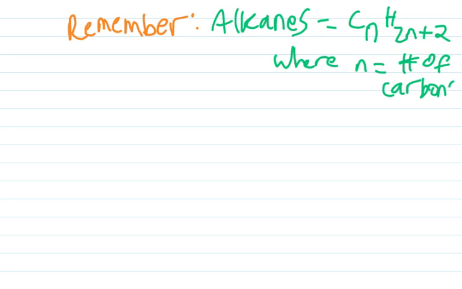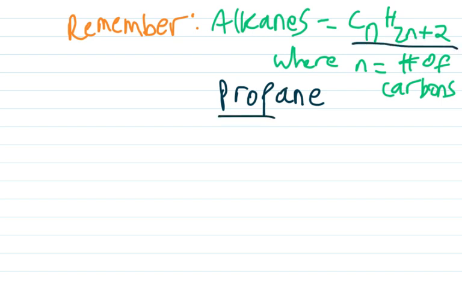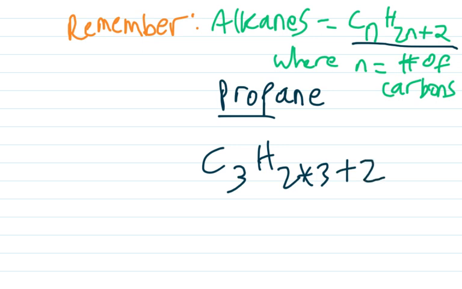So to go over this, if we had propane and someone asked you the formula for it, you'd use this formula, and you look at the prefix prop, that's 3 carbons, so you'd feed that into n, so that'd be C3H(2 times 3 plus 2), which would be C3H8, right? But we're talking about alkenes, so there's also a formula you can use for alkenes, and that would be CnH2n.